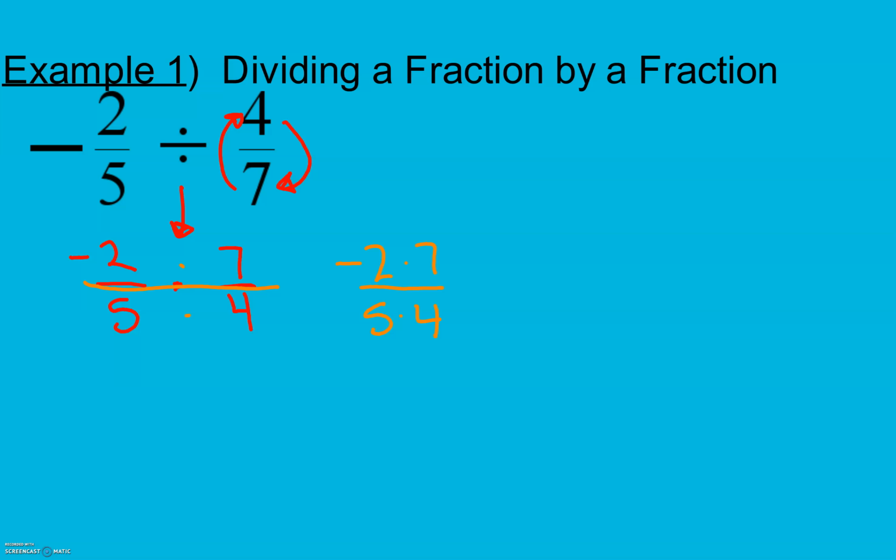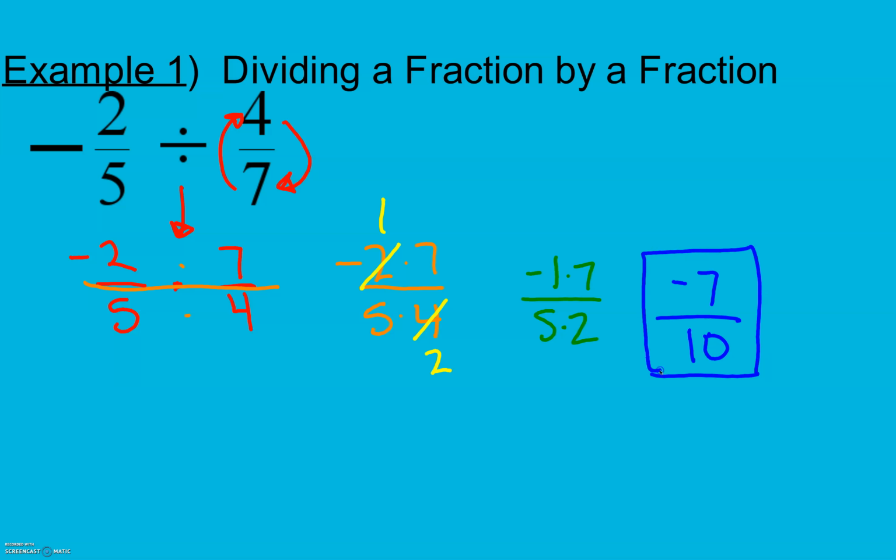Here I'm going to reduce if I can. Between 2 and 4, I have a common factor of 2. 2 divided by 2 is 1. 4 divided by 2 is 2. So what I have here is negative 1 times 7 over 5 times 2, which simplifies to negative 7 over 10. So negative 7/10 is what I get if I take negative 2/5 and divide it by 4/7.